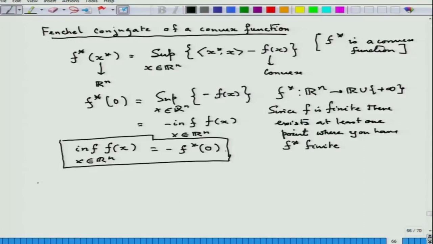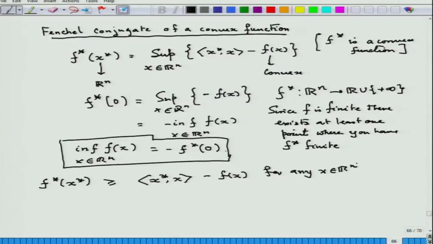So, if you observe, f star of x star by very definition is bigger than x star x minus f x for any x in Rn. This would imply f star of x star plus f of x is bigger than x star x. So, this is called the Young-Fenchel inequality.